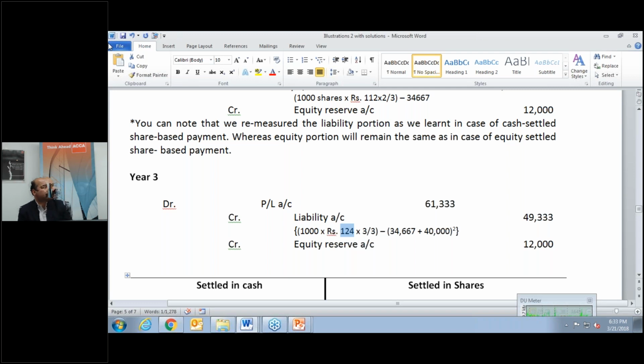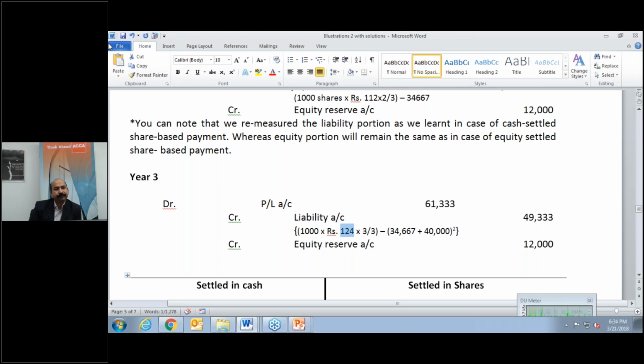Does liability under cash settled can be called as financial liability? Asked by Muhammad Shoaib. Financial liability. Yes. Who is this gentleman? Shoaib, I suppose. Yes. Right. Because this will be settled in cash. Determination of a liability does not affect its classification.